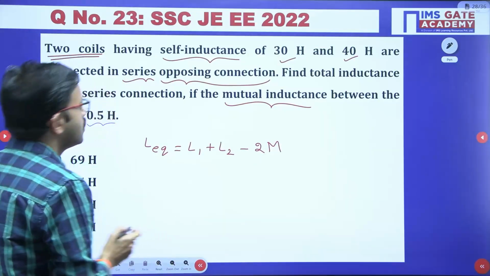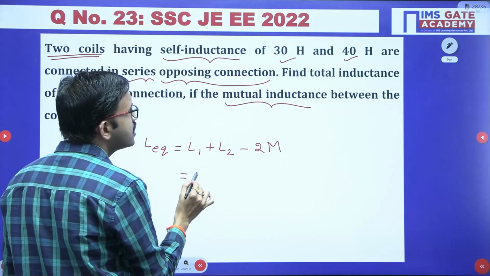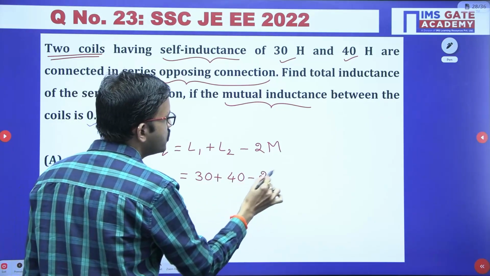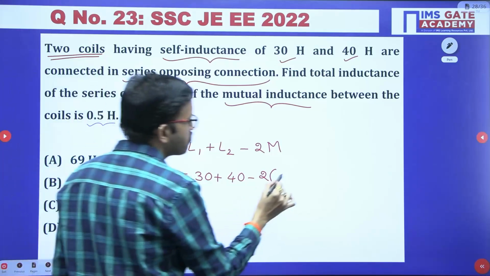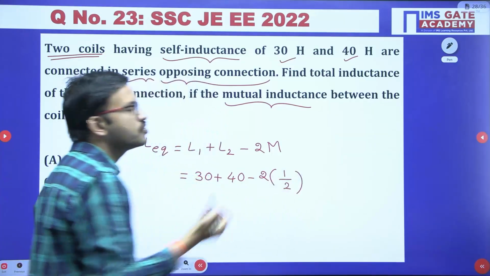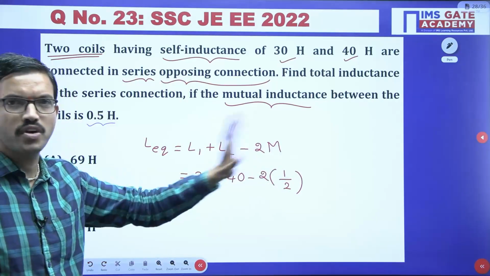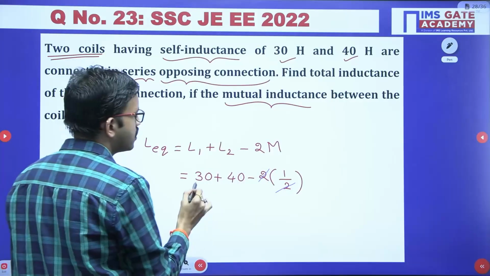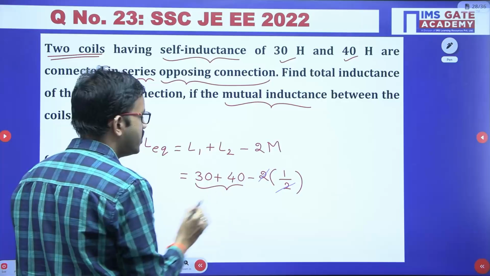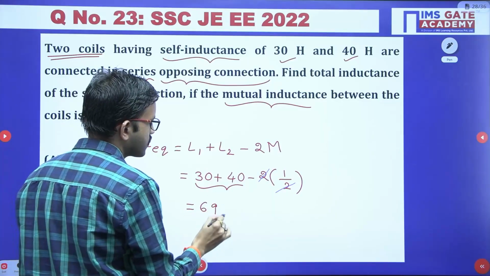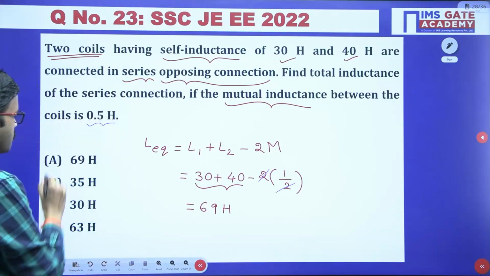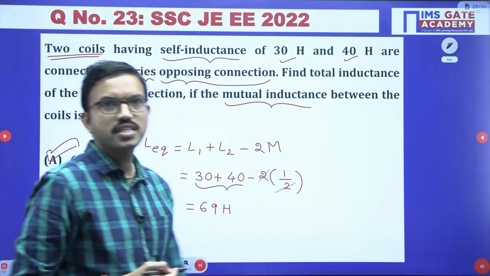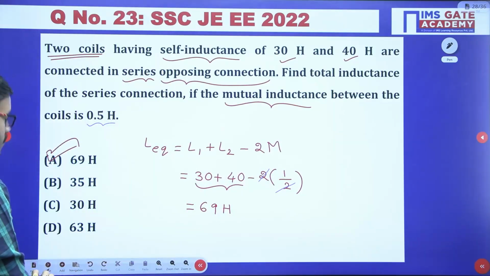Okay, right. So L equivalent we have to calculate. L1 given as 30 Henry, L2 given as 40 Henry, minus 2 into mutual inductance, which is 0.5. I am writing 0.5 as 1 by 2 just to make the calculation simpler, or otherwise you can substitute 0.5, no problem at all. Here 2 will get cancelled, so you are getting 1. So 30 plus 40 is 70, 70 minus 1, that is 69 Henry. So option A is the correct one.